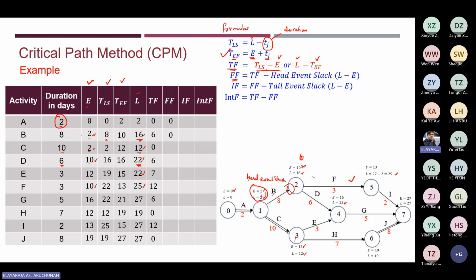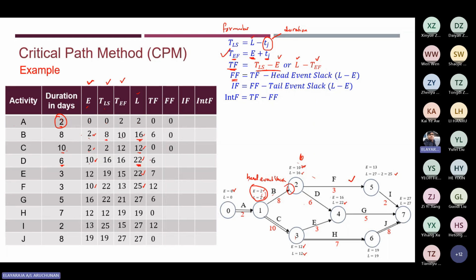Again for activity C, you need to look up the total float and head event slack. You get 12, 0. So 0 minus 0, because you see the difference is 0. L is 12 and minus the earliest starting time 12, that means 12 minus 12 is 0. So total float 0 minus 0, you get a 0.